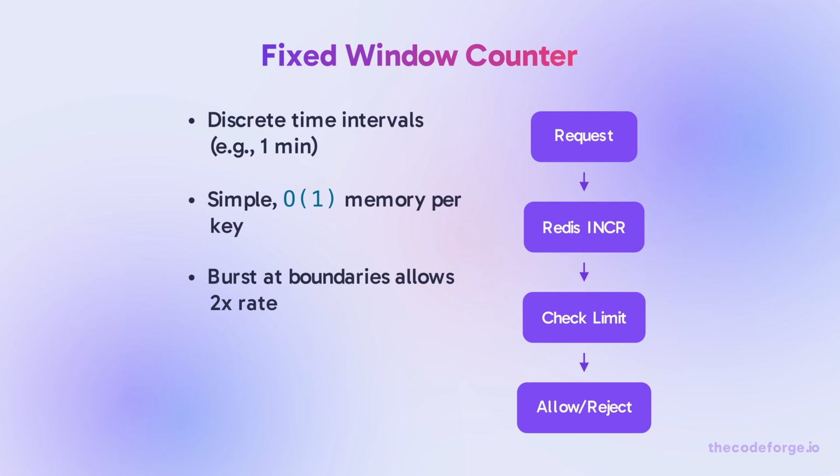The fixed window algorithm divides time into discrete intervals. It's the simplest to implement but allows bursts at window boundaries. If the limit is 1,000 per hour, a user can send 1,000 at 11:59:59, and another 1,000 at 12:00, 2,000 requests in 2 seconds.